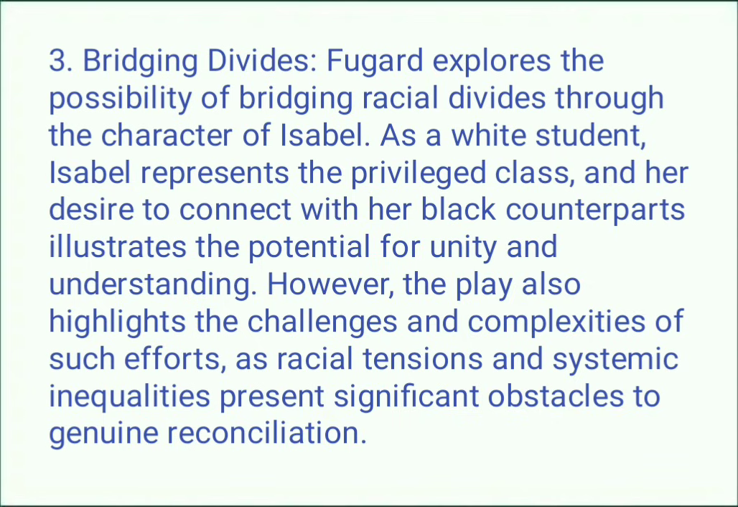Number 3, bridging divides. Fugard explores the possibility of bridging racial divides through the character of Isabel. As a white student, Isabel represents the privileged class, and her desire to connect with her black counterparts illustrates the potential for unity and understanding. However, the play also highlights the challenges and complexities of such efforts, as racial tensions and systemic inequalities present significant obstacles to genuine reconciliation.